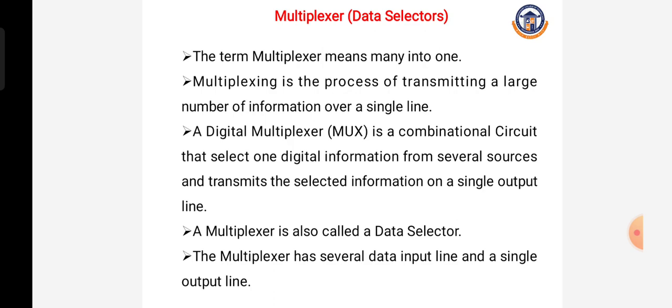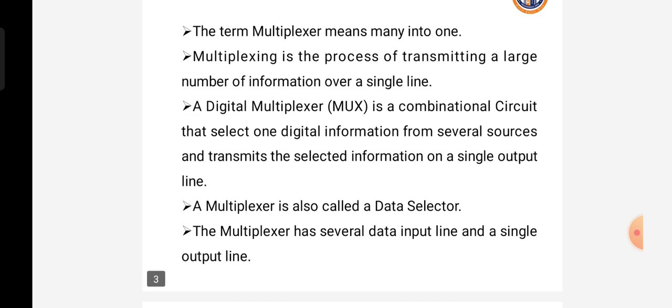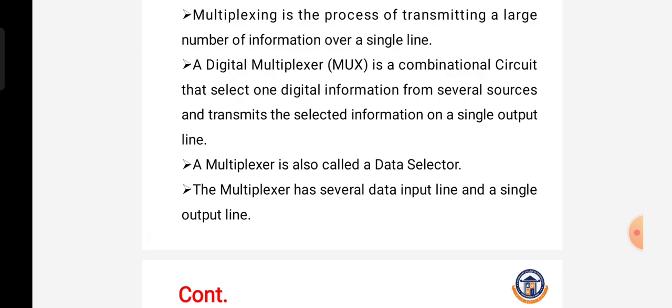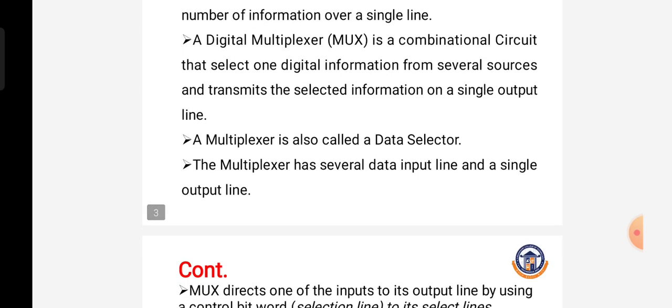The definition of multiplexer: a digital multiplexer is a combinational circuit that selects one digital information from several sources and transmits the selected information on a single output line. The multiplexer has several data input lines and a single output line. So that means there are 2^n input lines and n selection lines. Here the bit combination determines which input is selected.